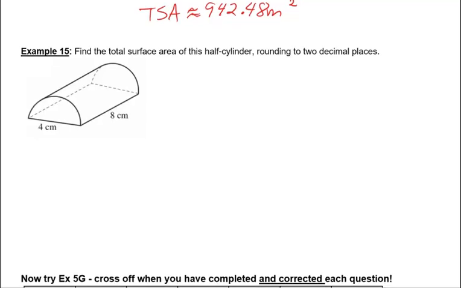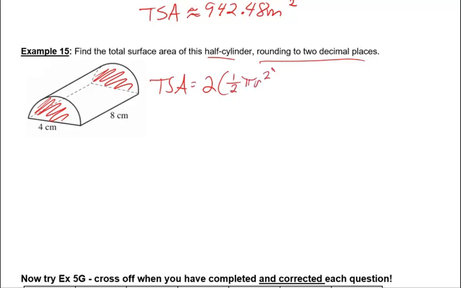Now for this one, we have a half cylinder, and again we're going to round to 2 decimal places. So the total surface area is going to be, there's a number of ways to look at it. This is a half, and that's a half. So we have 2 half circles, 1/2 pi times the radius squared, which, when we multiply that across, is just pi times the radius squared, which is a full circle. So that accounts for that.